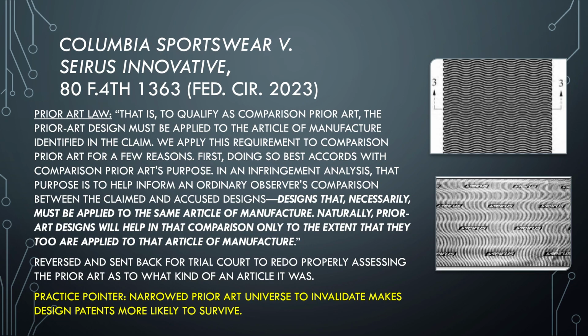And so here's the prior art. On our next slide, you can see from the Columbia Sportswear case, the quote. And this is the basic principle of law and rule that you need to know for this overview of prior art and invalidity. To qualify as comparison prior art, the prior art design must be applied to the article of manufacture identified in the claim.